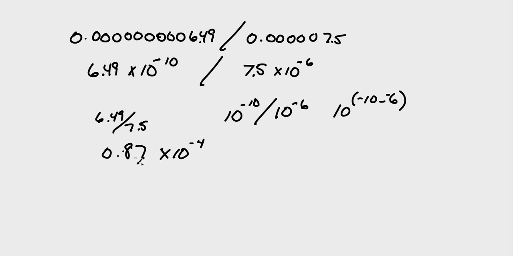It should be here. So we need to move it there, 8.7. When we move it there, we're moving it backwards one place. So we have 10 to the negative 1st. Then we bring in our times 10 to the negative 4th. We multiply these together, so we add them. So negative 1 plus negative 4 is negative 5. Our answer is 8.7 times 10 to the negative 5th.